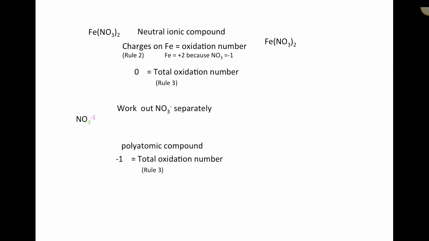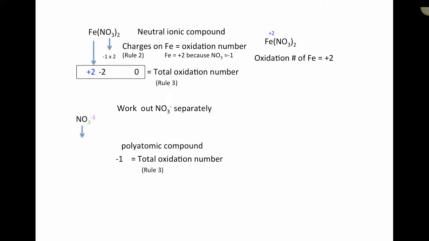Here is a more complicated example of working out an ionic compound with a polyatomic. This first part is straightforward. I know that nitrate is minus 1 and there are 2 of them, so I have a total overall charge of minus 2 for the nitrate, and of course the oxidation number has to be equal to 0 because it's neutral, and so the iron must be plus 2. We knew that from making compounds in chapter 3 or 2. And so my oxidation number for iron is plus 2.